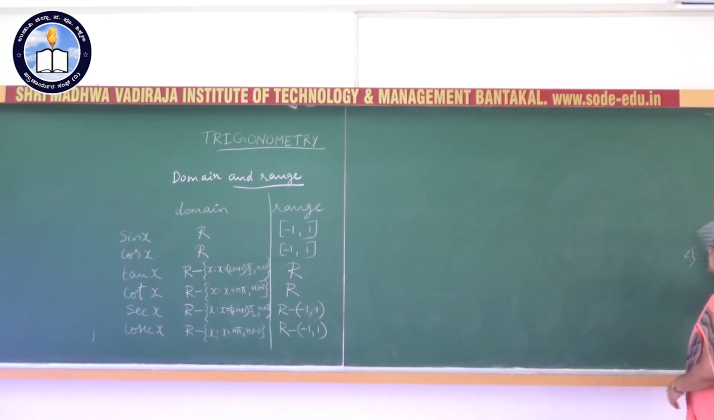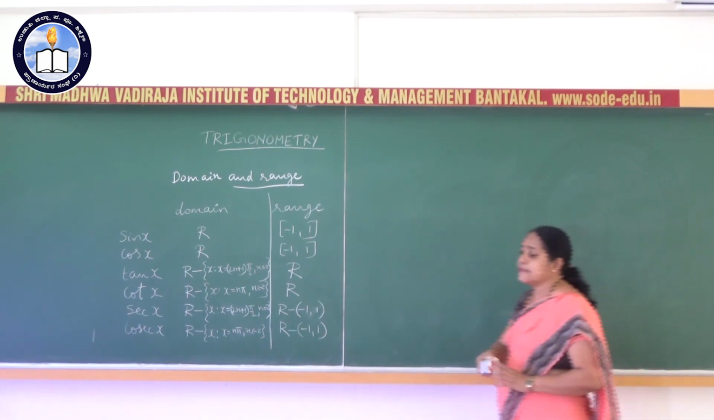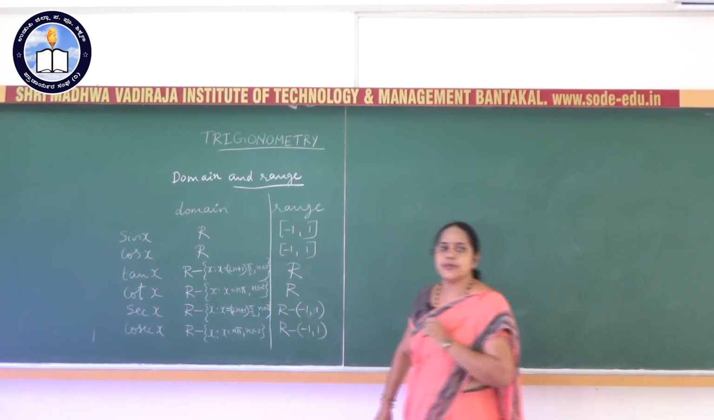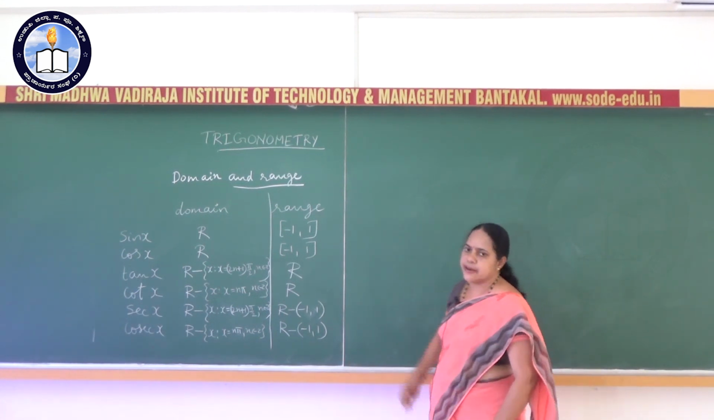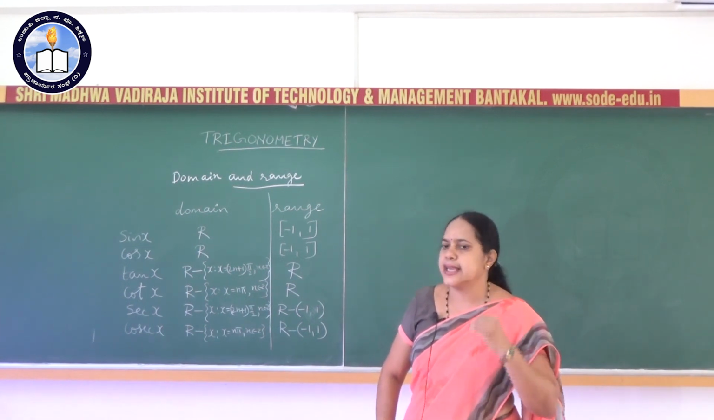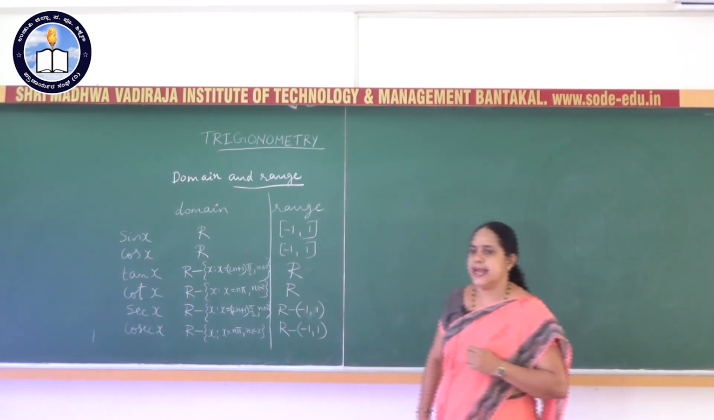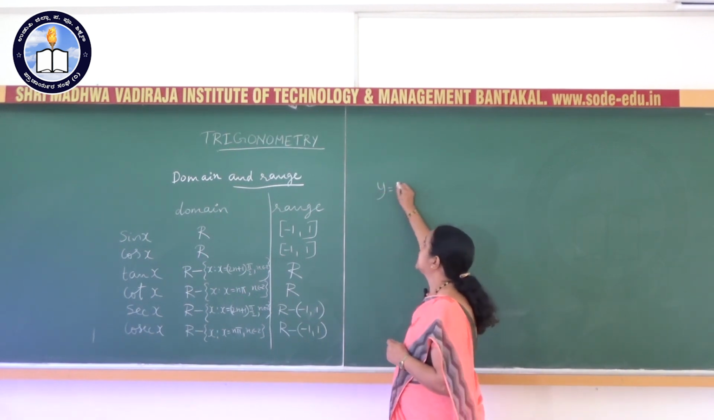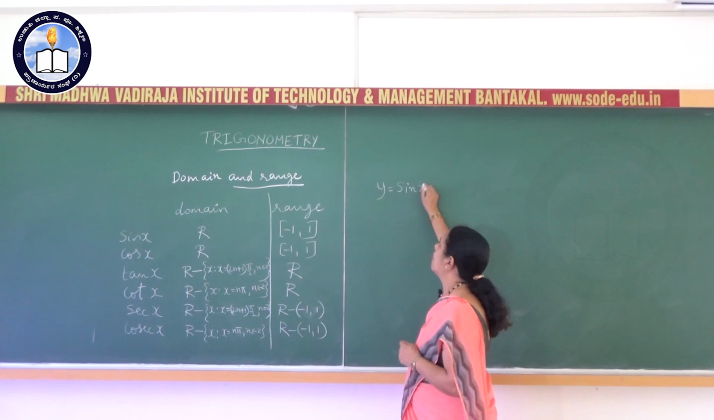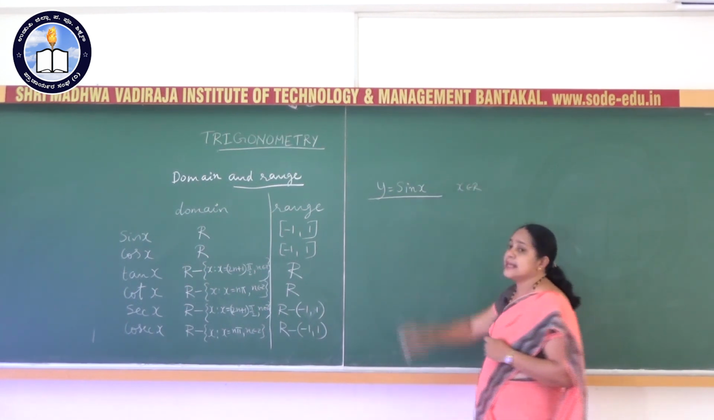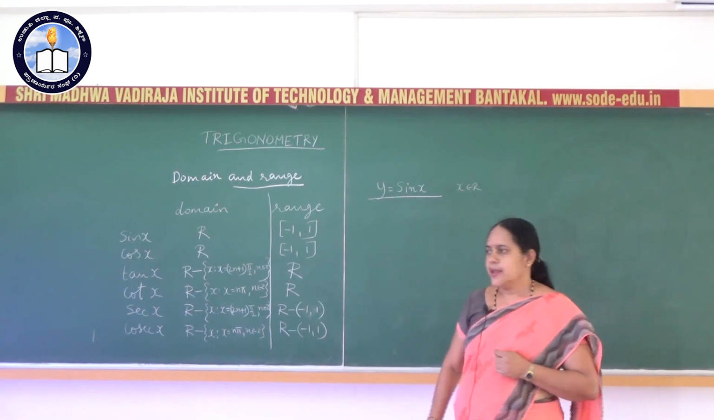Now, let us consider the graphs of the 6 trigonometric functions, that is sine x, cos x, tan x, cot x, secant x, and cosecant x, 1 by 1. First, let's consider the graph of y is equal to sine x, where x is a real number.